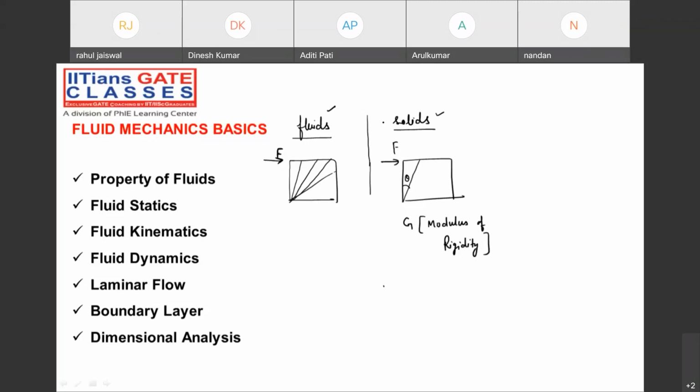So here the rate of deformation is very important in the fluid, but in solids the total amount of deformation is important, not the rate at which it is deforming. Understanding or not? Yes. Right.